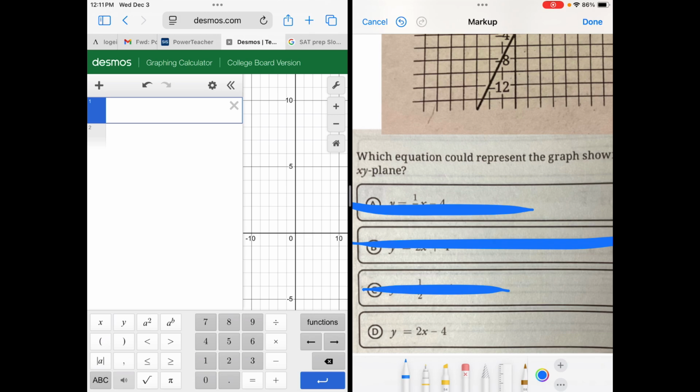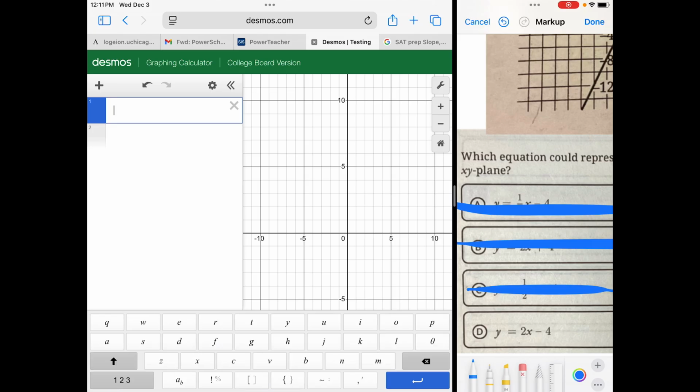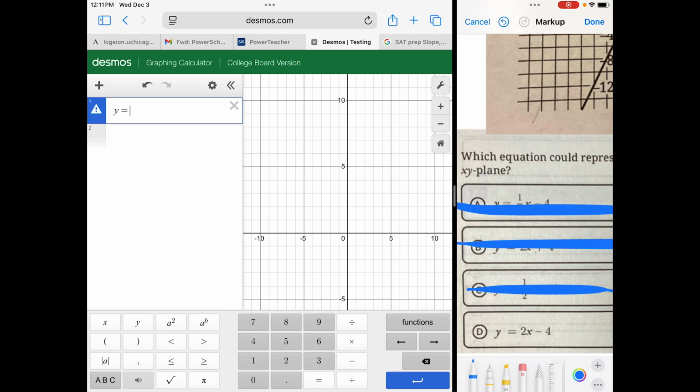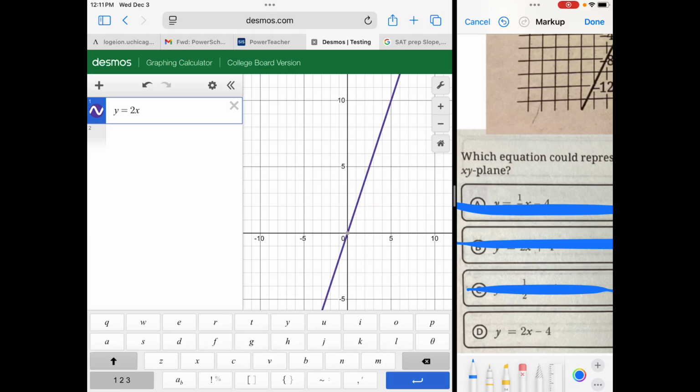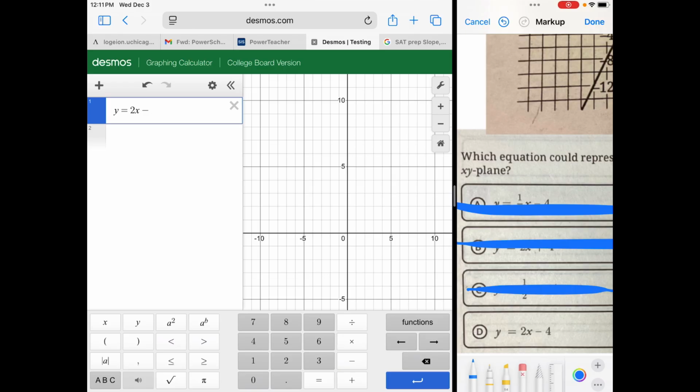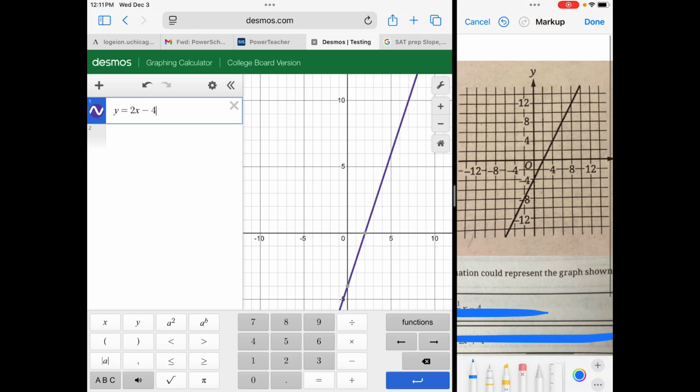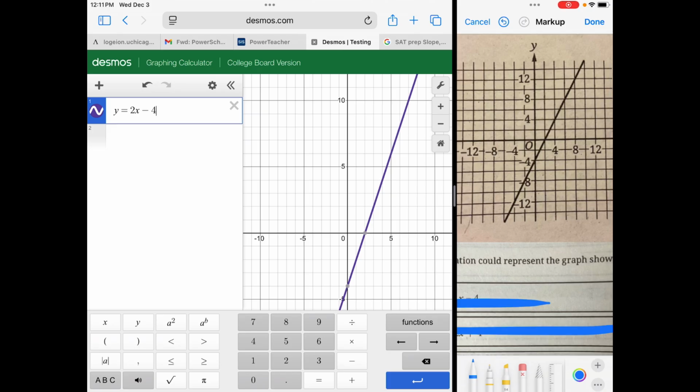However, let's just put in equation D and see what we get. Y equals 2x minus 4. Let's take a look. So we have a line with a slope that's more similar. My Desmos graph is squished, so the slope is a little bit off. We'll take a look at it full screen in a minute.